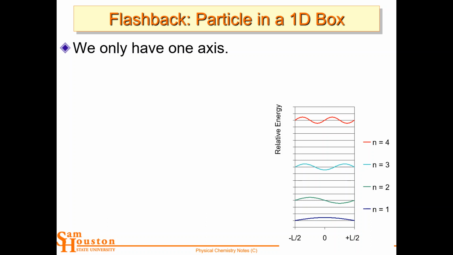There are no other axes in this system. So Z doesn't exist, Y doesn't exist. That's why I like this system. It's simple. You just have X wave functions and X polarized light.